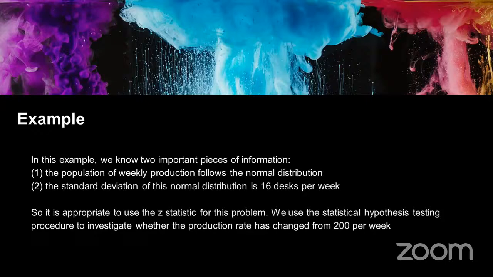In this example, we know two important pieces of information. First, the population of the weekly production follows the normal distribution. And second, the standard deviation of this normal distribution is 16 desks per week. So, it is appropriate to use the z statistic for this problem. We use the statistical hypothesis testing procedure to investigate whether the production rate has changed from 200 per week.